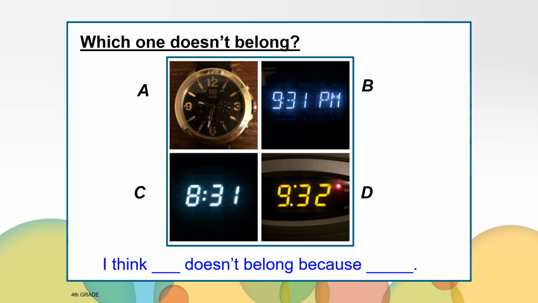Another idea is that C doesn't belong because it is the only clock that isn't showing the time with the 9 o'clock hour. Or maybe D doesn't belong because it is the only clock showing 32 minutes while the rest show 31 minutes. Perhaps you thought B doesn't belong because it is the only clock that says if it is AM or PM. I bet you came up with some other great ideas too.